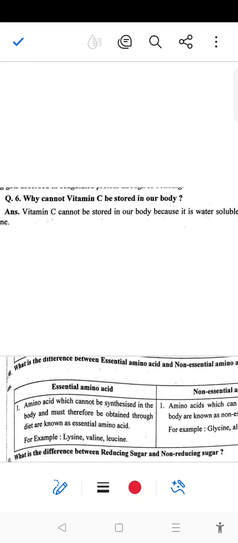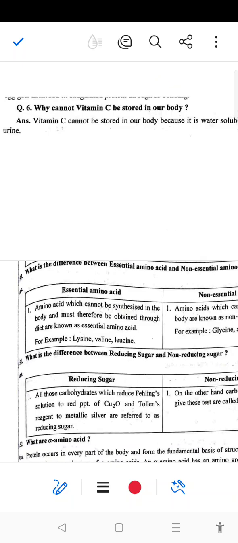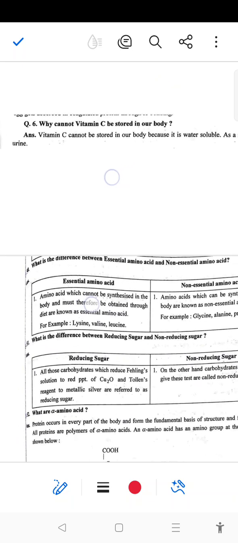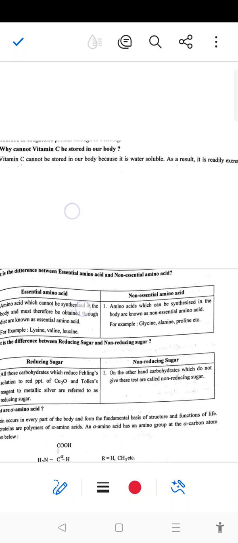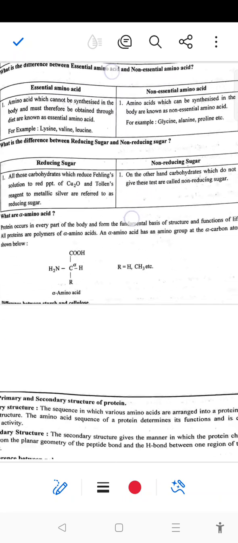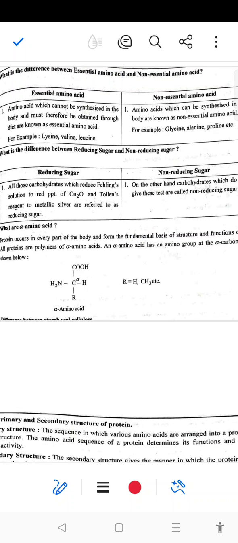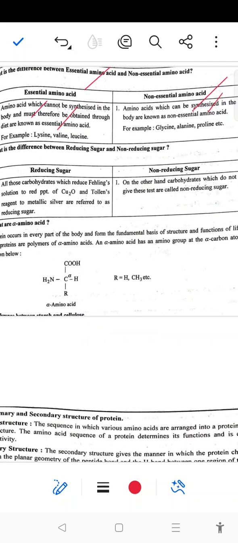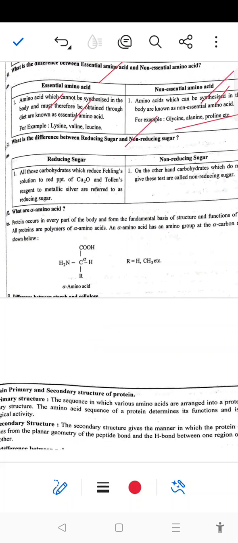Next question, why vitamin C cannot be stored in our body. Because it is a water soluble vitamin, and it is readily excreted in the urine. Next, difference between essential and non-essential amino acids. Essential amino acids cannot be synthesized in the body and must therefore be obtained through the diet. Non-essential amino acids can be synthesized in our body, for example glycine, alanine and proline.